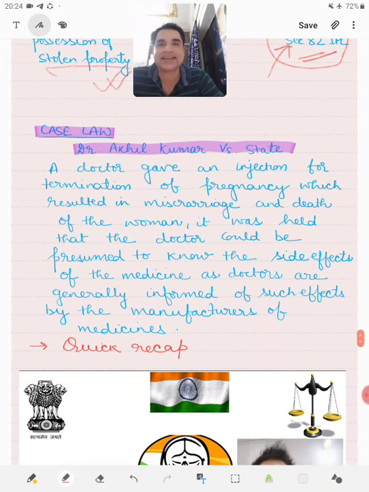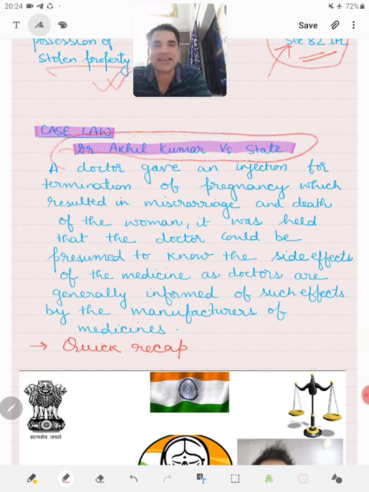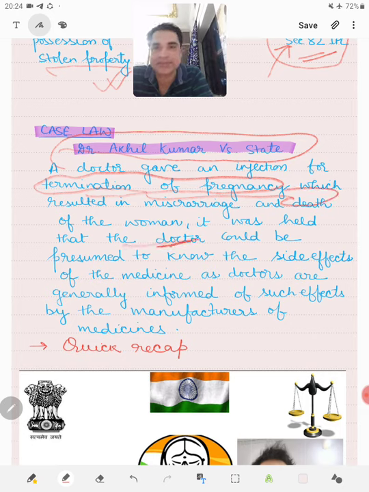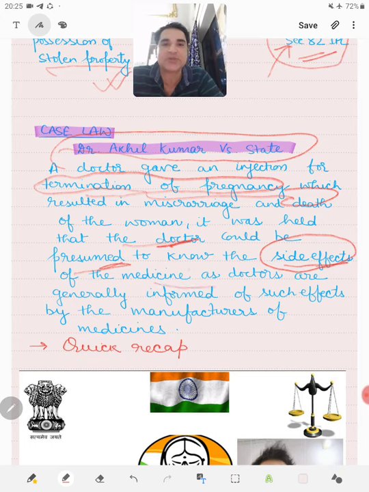Now, there is a case, Dr. Akhil Kumar versus State. In this case, the doctor gave an injection for termination of pregnancy. It resulted in the death of the woman. The doctor was held liable. It was presumed that the doctor should know the side effects of the medicine which is given by him, because he is an expert, he is informed of it, he is taught about it. So it may be presumed that a doctor knows the side effects of a medicine.